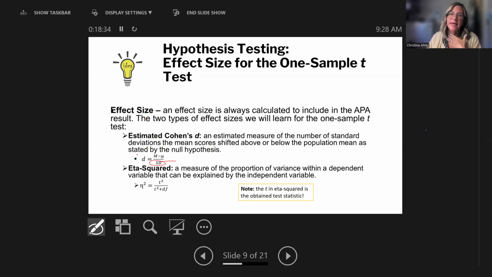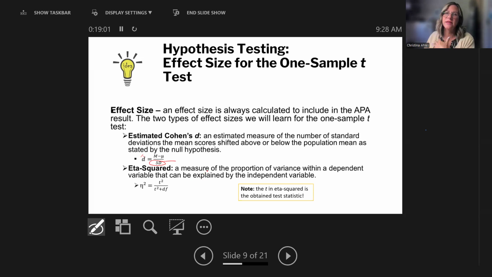And it's an estimate. And in reality, this d here has a little hat over it to tell us that it's estimated, but I don't require the little hat. It's not a big deal. We should know that it's estimated. And what that tells us is the number of standard deviations that the score shifted above or below the mean as stated by the null hypothesis.